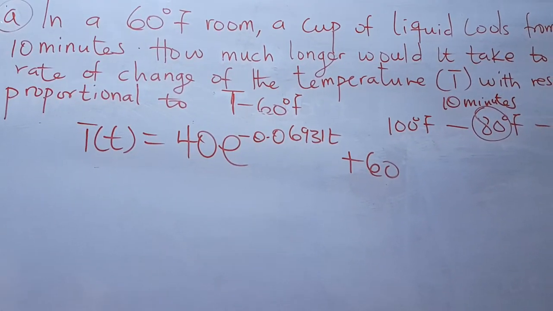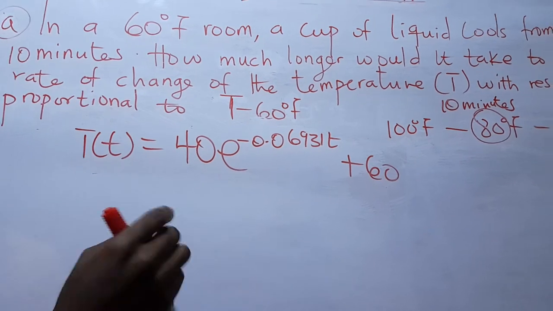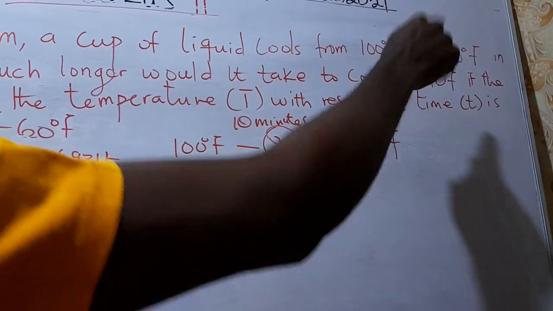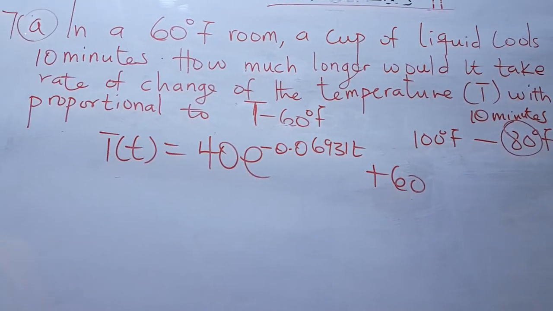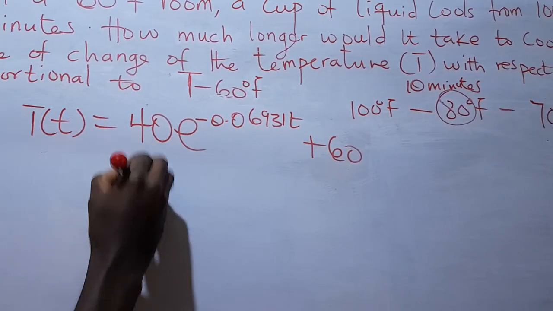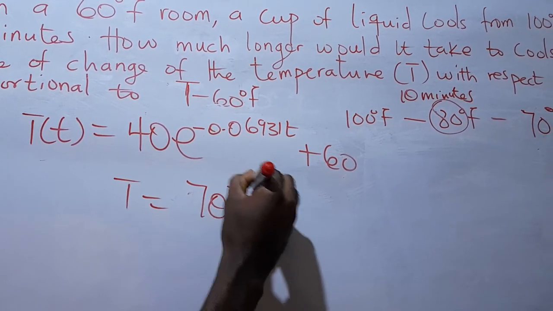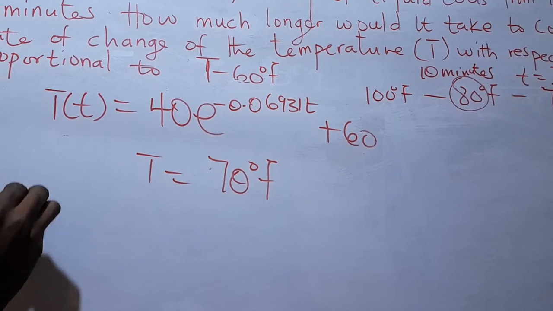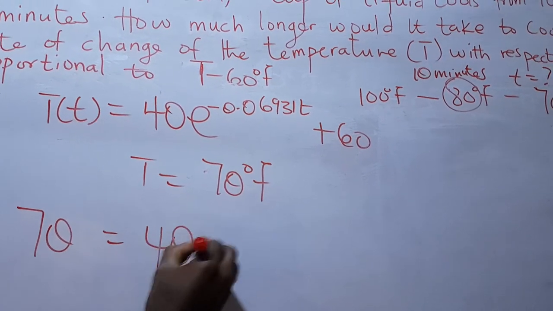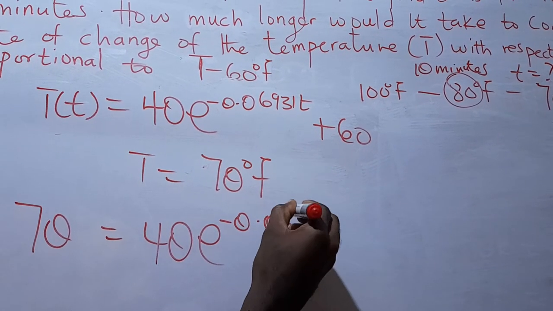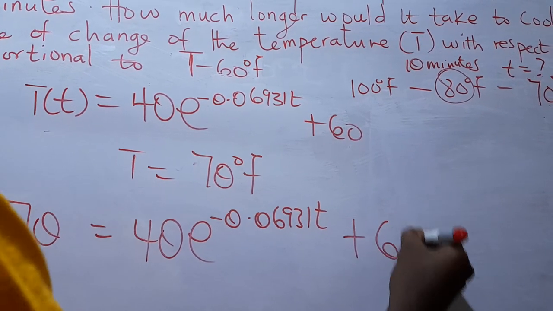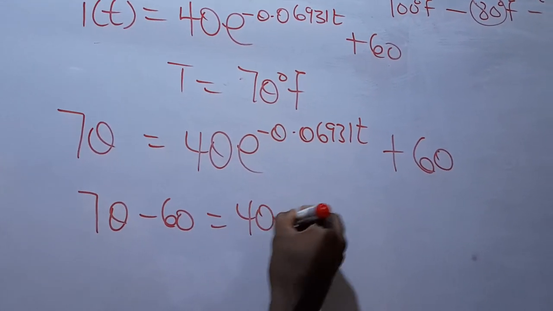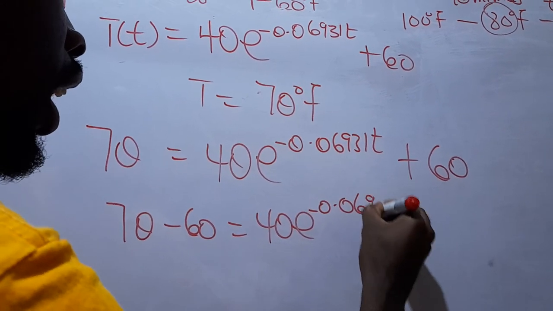So now that we have found our equation where we have only T and small t, we can find what is asked. So what is the question? They say, how much longer will it take to cool to 70 degrees Fahrenheit? So when capital T is 70, what will be our small t in that case? So we substitute this. Our 70 will be equal to 40 e exponent negative 0.06931t plus 60. We can bring it over, so our 70 minus 60 will be equal to 40 e exponent negative 0.06931t.